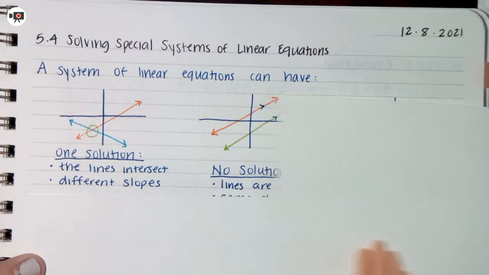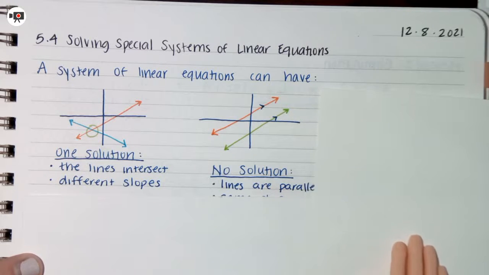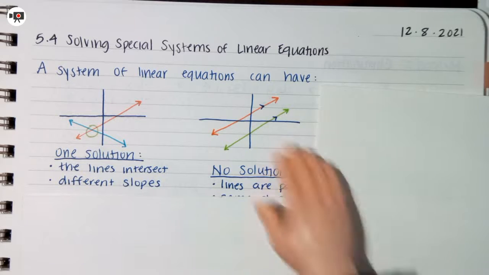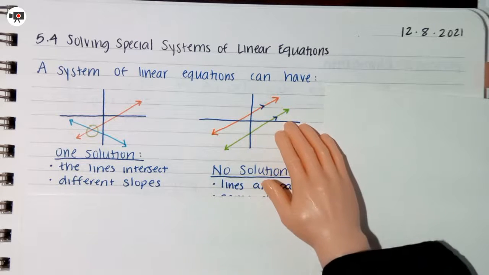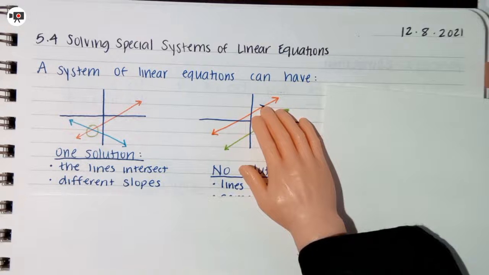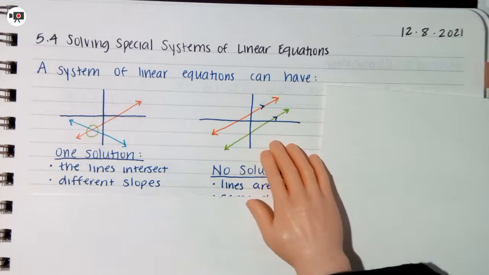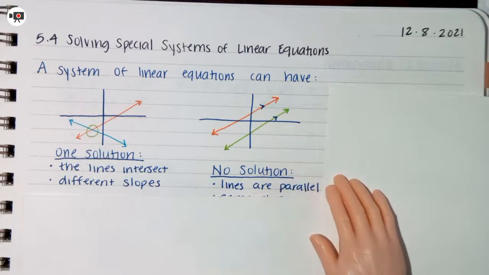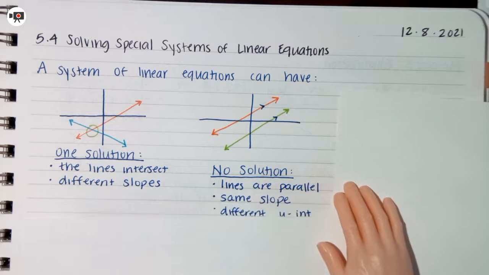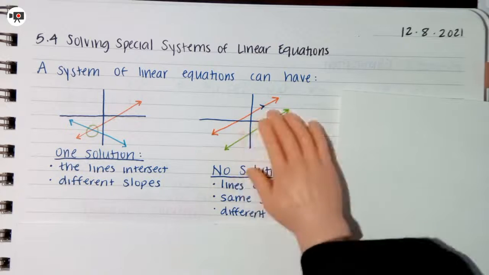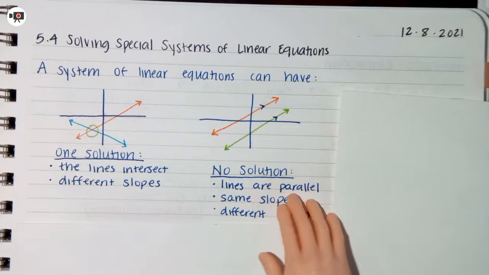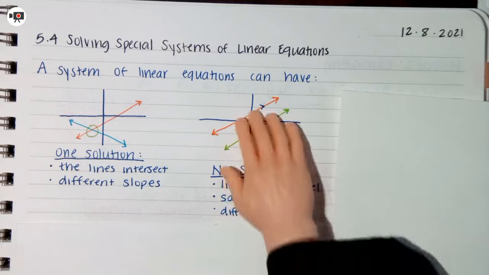A linear equation can have no solution. Here we have two parallel lines and they will never intersect. If they never intersect, they never have a solution. They never have any points in common. So for no solutions, they have the same slope, that means they are parallel, and they have different y-intercepts.